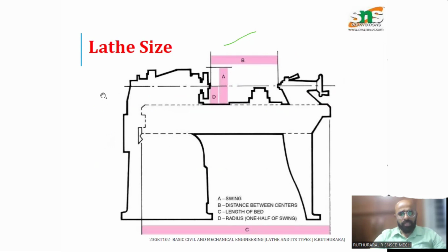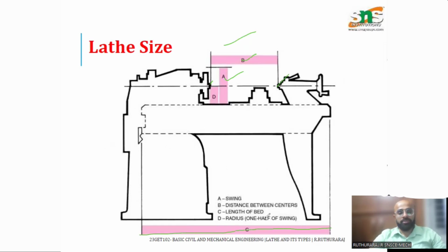There are different parameters used while defining a lathe. The first thing we call the swing. Swing is the distance of movement. The next is the distance between centers. Centers means the distance between the headstock and the tailstock, so that is called the distance between centers. Then the length of bed. It's quite self-explanatory: the length of this entire bed.